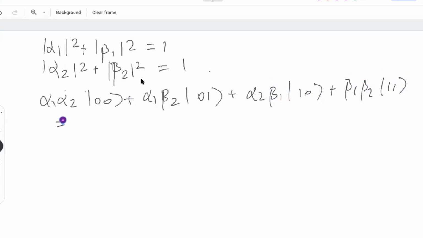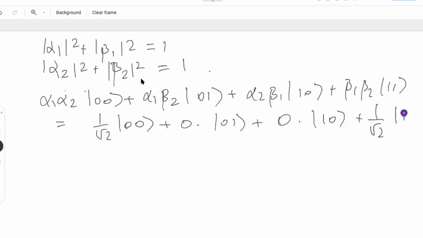So we want it to be equal to 1 over square root of 2, 0, 0. Let me write it very explicitly: plus 0 times 0, 1, plus 0 times 1, 0, plus 1 over square root of 2, 1, 1. Okay, so now I'm matching the coefficients. I want to match this one with this one, this one with this one, this one with this one, and this guy with this guy.